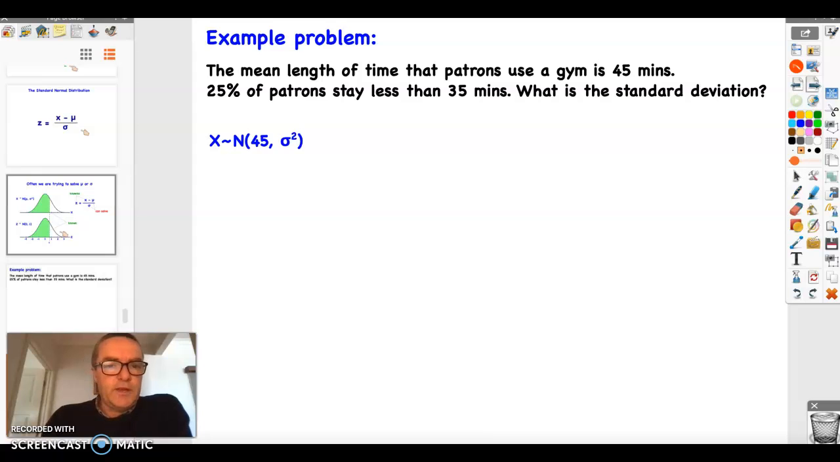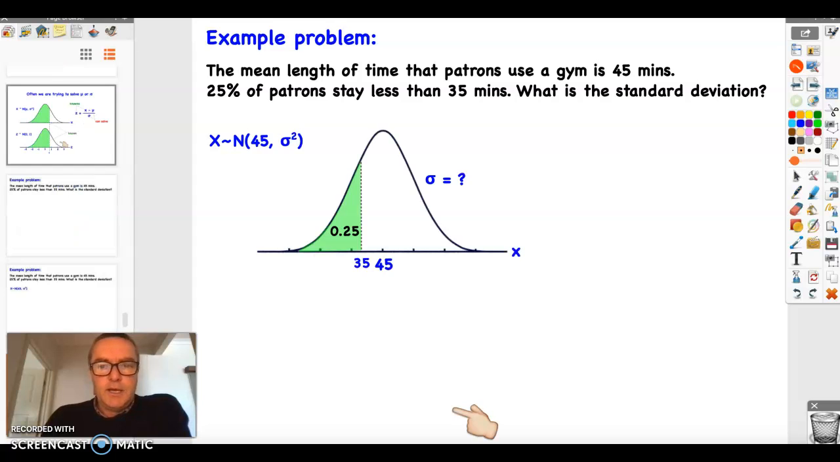So I've defined the variable x. It's normally distributed. It's got a mean of 45. There's an unknown variance or standard deviation. Let's have a look at a sketch. So there's our mean. There's the information in the question. The probability that a patron stays less than 35 minutes is 0.25. We're trying to solve the standard deviation of this variable x.